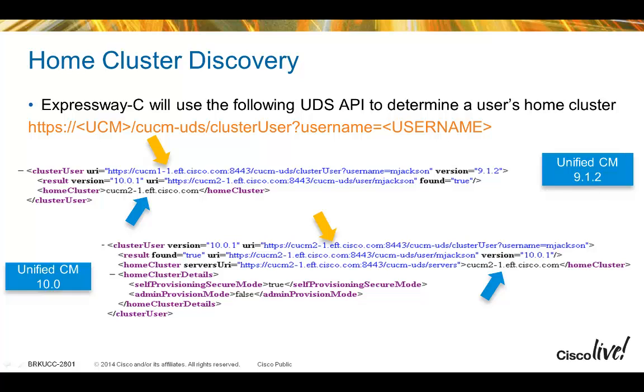The cluster user, we'll talk a little more about this later, but this is the UDS API, cluster user, basically helping Jabber clients find where their home cluster is. It's kind of like next generation option 150 kind of proxy TFTP, if you're thinking classic IP phones. What we're highlighting here is between Call Manager 9 and 10, the API responds slightly differently. So don't freak out if your response doesn't look like the 10.0 one if you're on 9. Same content, obviously we're giving more detail in 10.0.